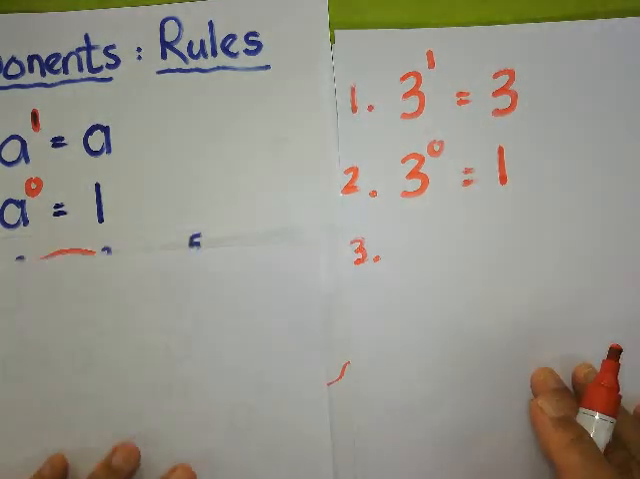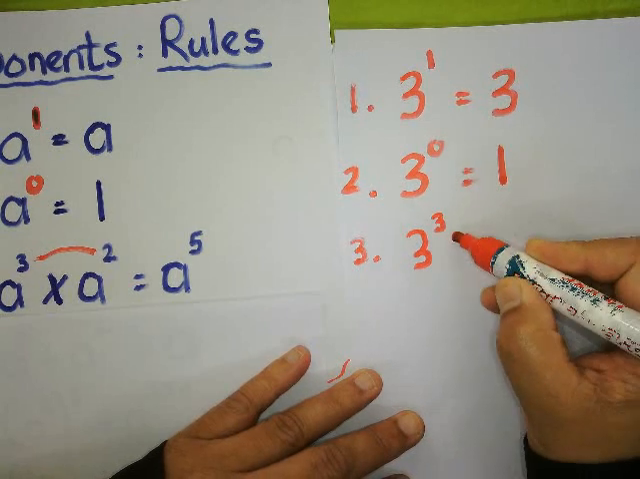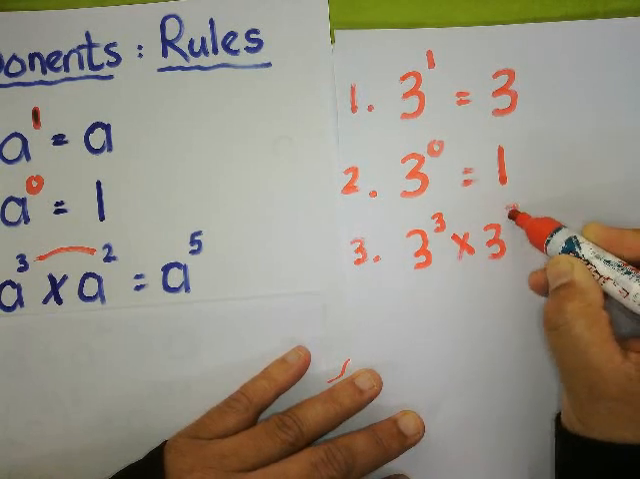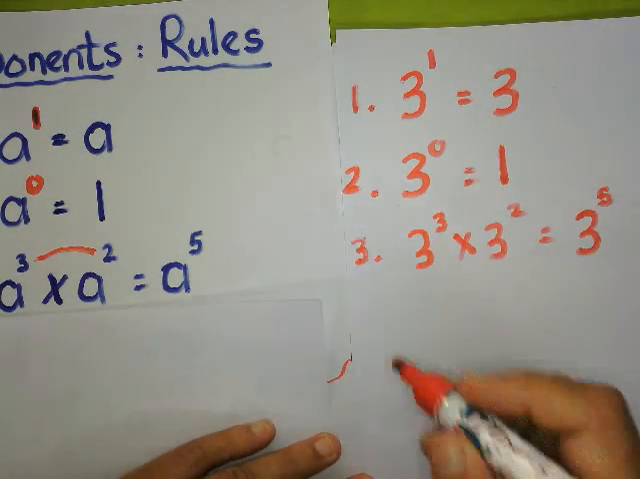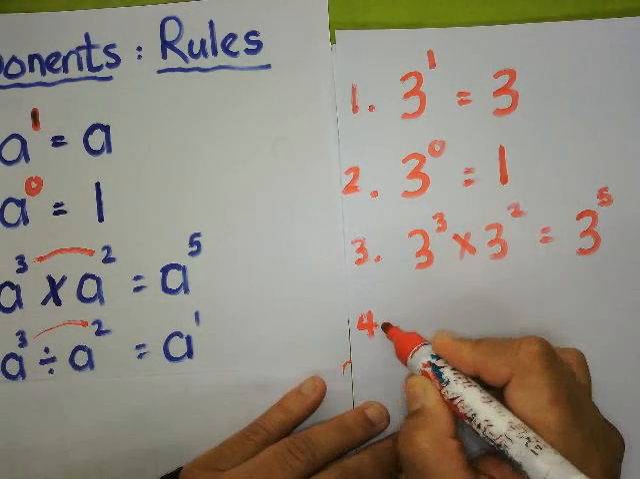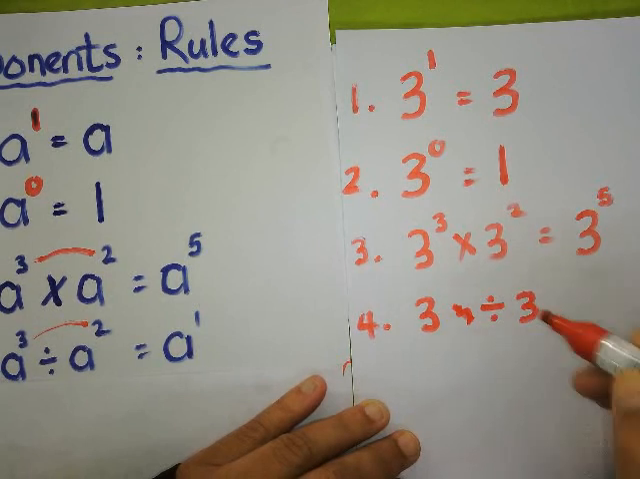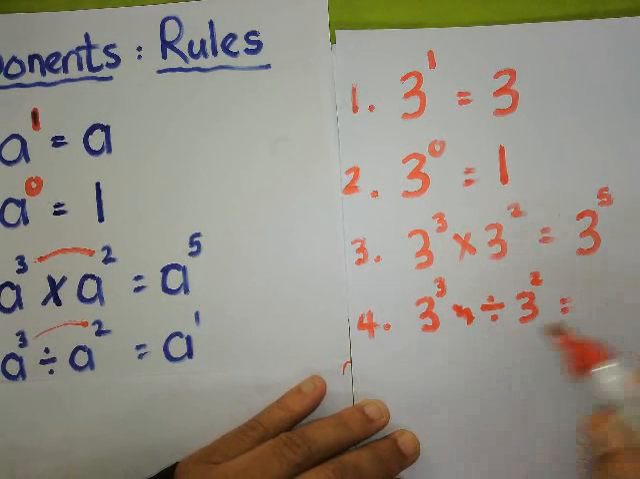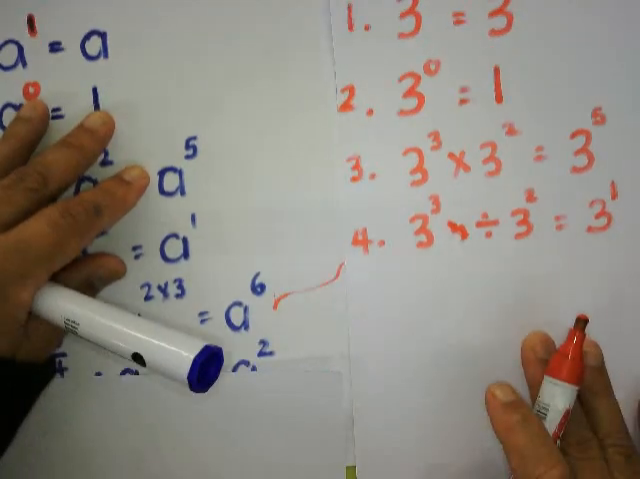Number 3. If the bases are the same and I multiply, then I can just keep the base and I just add the exponents. Number 4. If the bases are the same and I'm dividing, then I can just subtract the exponents. I keep the base and I subtract the exponent. 3 minus 2 is equal to 1.